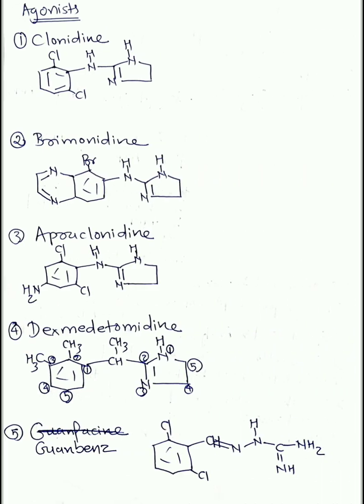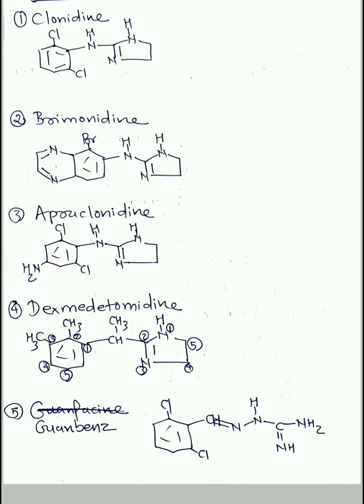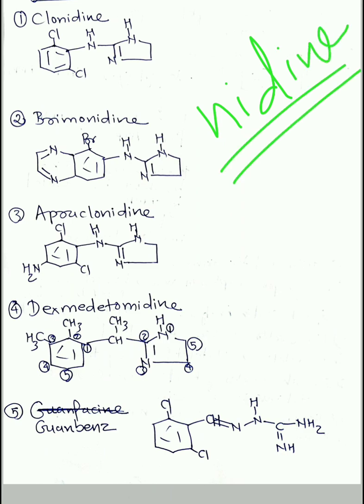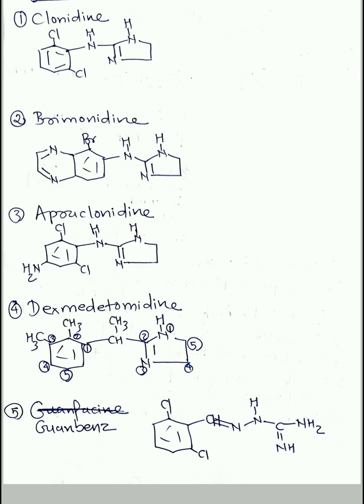The first agonist here is clonidine. Okay, now as for alpha-1 agonist, the series was zoline, and the examples were xylometazoline, oxymetazoline, nefazoline, tolazoline. Here the series is nidine. Try to remember this series. Okay, that means the drug's name ends with nidine. So the first name here is clonidine.